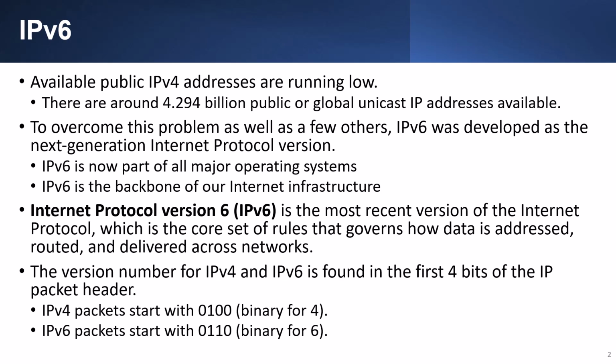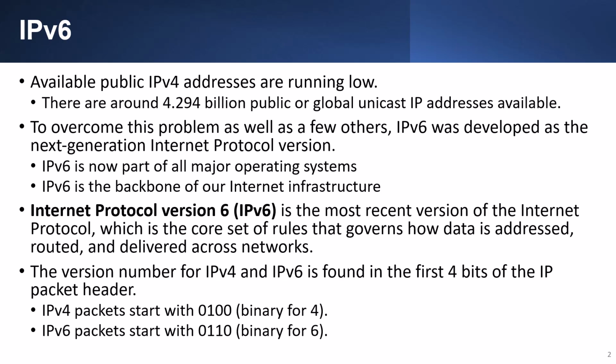You might have heard that available public IP addresses are running low. IP version 4 only has around 4.294 billion public or global unicast IP addresses available. To overcome this problem as well as a few others, IP version 6 was developed as the next generation Internet Protocol version. IP version 4 is now part of all major operating systems and is the backbone of the Internet infrastructure. Internet Protocol version 6, or IP version 6, is the most recent version of the Internet Protocol, which is the core set of rules that governs how data is addressed, routed, and delivered across networks.